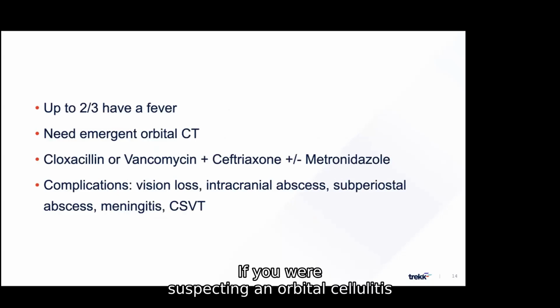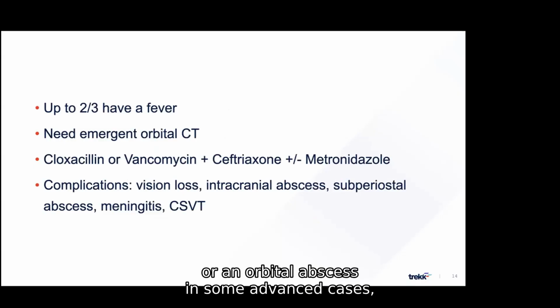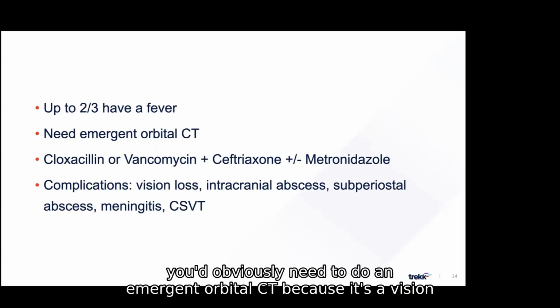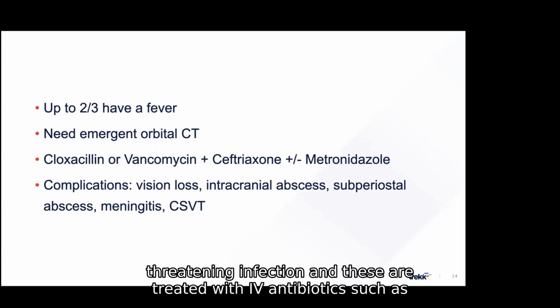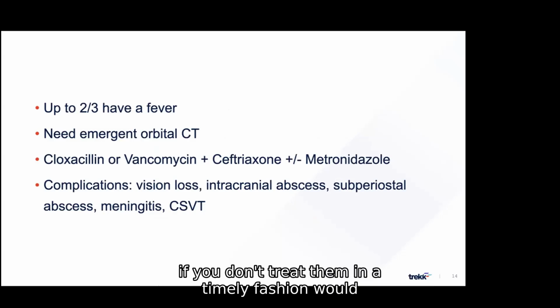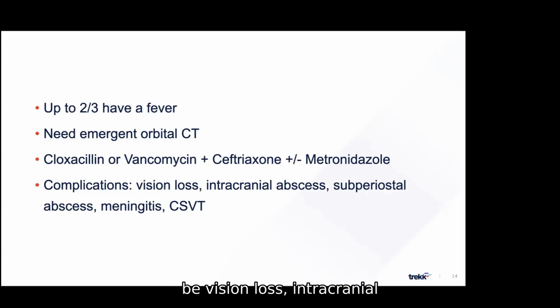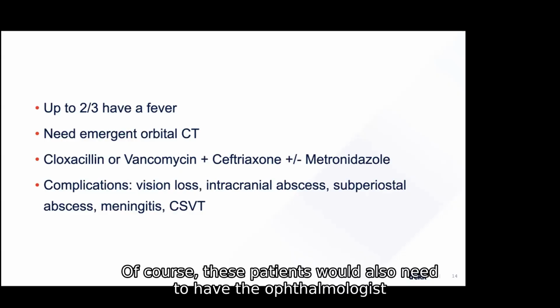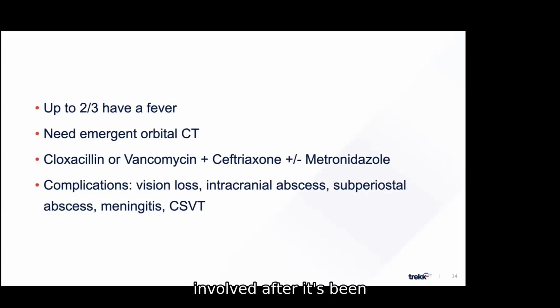Now, if you're suspecting an orbital cellulitis or an orbital abscess in some advanced cases, you obviously need to do an emergent orbital CT, because it's a vision-threatening infection. These are treated with IV antibiotics, such as cloxacillin or Vanco plus ceftriaxone plus or minus Flagyl. Some complications, if you don't treat them in a timely fashion, would be vision loss, intracranial abscess, subperiosteal abscess, meningitis, or cavernous sinus vein thrombosis. Of course, these patients would also need to have the ophthalmologist involved after it's been diagnosed.